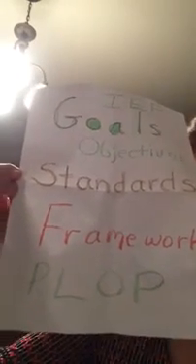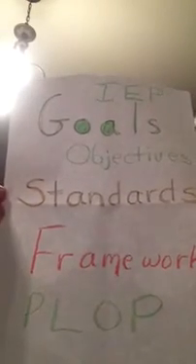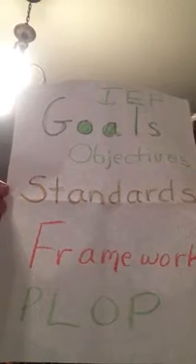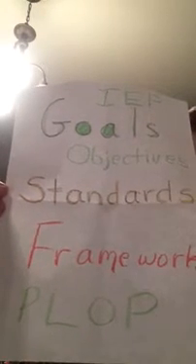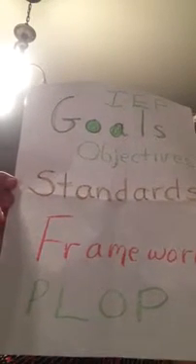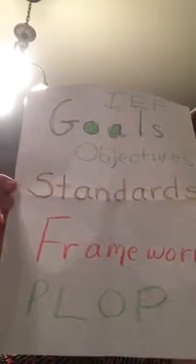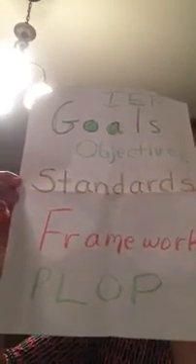And you will see again in green, I put things related to the special education student, such as the IEP, and from the IEP we create the goals and objectives. And on the bottom I put the PLOP, which is the present level of performance of the student.